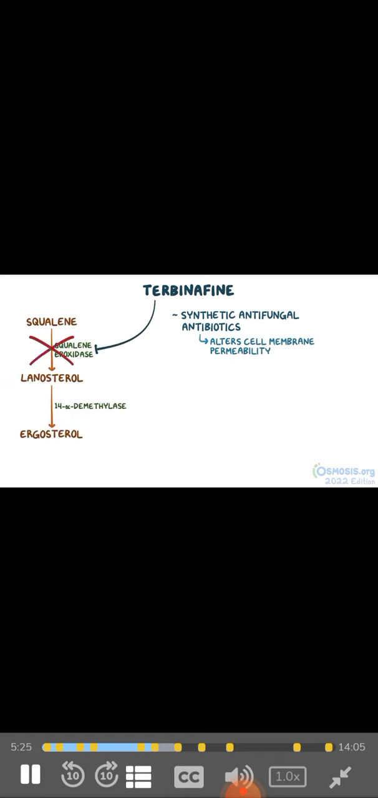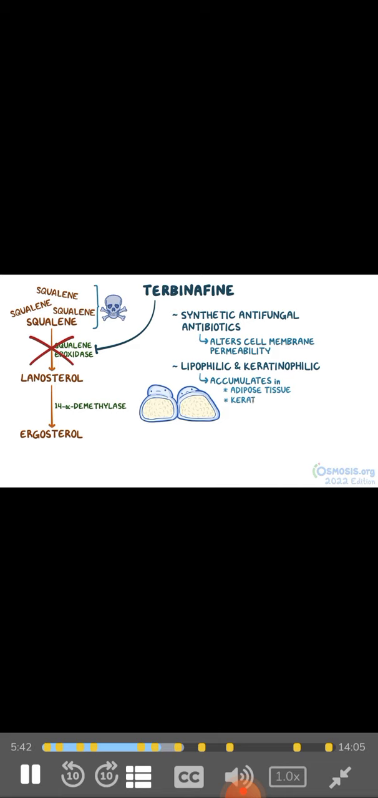Moving on to terbinafine, which is a synthetic antifungal antibiotic that alters cell membrane permeability. It acts by inhibiting squalene epoxidase, which is involved in the synthesis of ergosterol from squalene in the fungal cell membrane. This accumulation of squalene is toxic for the cell and is responsible for the fungicidal action of terbinafine. Now, terbinafine is both lipophilic and keratinophilic, meaning it accumulates in adipose tissue and in keratin, the key structural material of hair and nails.